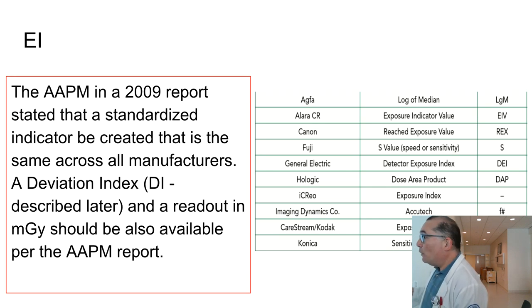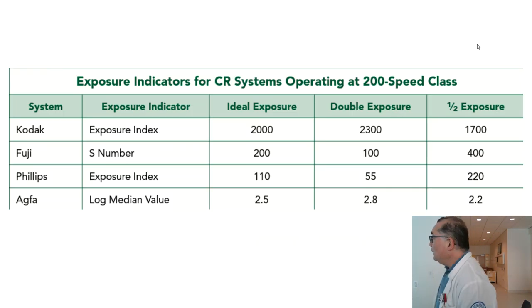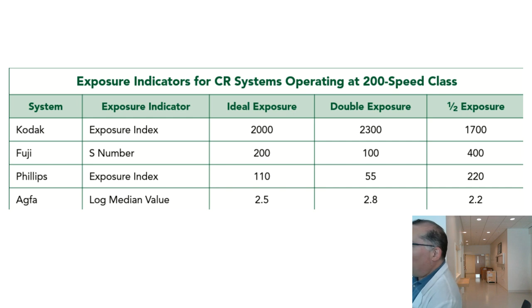Konica is down at the bottom, so the exposure indicator for Konica is known as an S number. Kodak calls it an exposure indicator, except they call it an index. Canon has a REX number. Agfa has an lgM number. And what makes these difficult is they also have different ranges. Take a look here. An ideal exposure for Agfa is a number around 2.5, but for Kodak, it's a number around 2,000. This is no good, especially if you have like 3 part-time jobs, right? I mean, you better keep some notes in your back pocket, right? Or else you're never going to be able to figure it out.